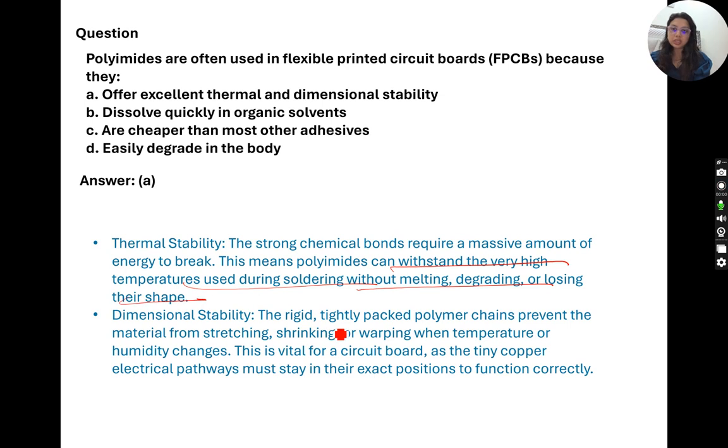Another one is the dimensional stability, because of the tightly packed structure due to the aromatic rings present in it, which prevents the material from stretching, shrinking, or warping when temperature or humidity changes. This is vital for a circuit board, as the tiny copper electrical pathways must stay in the exact position to function correctly. And that's how polyamides can be used in these circuit boards, because of their extremely high thermal and dimensional stability. So yes, this is what the polyamides are.